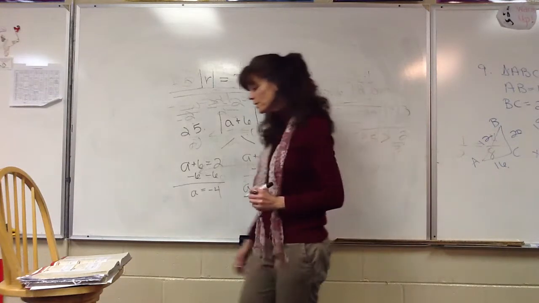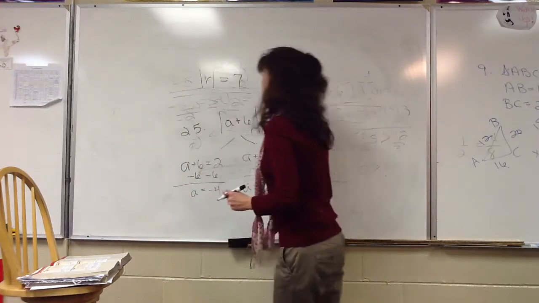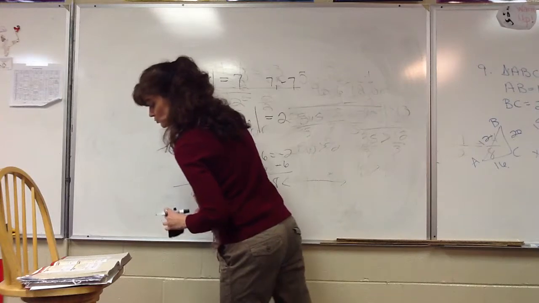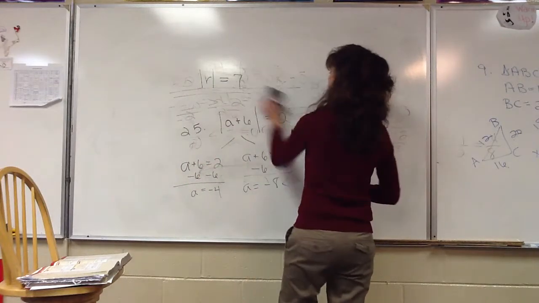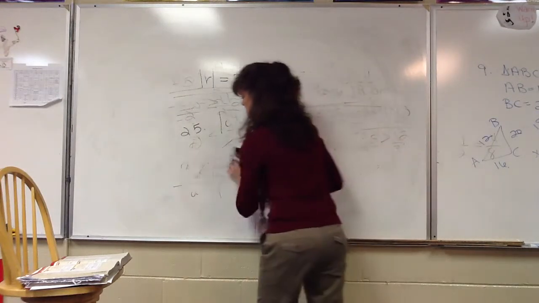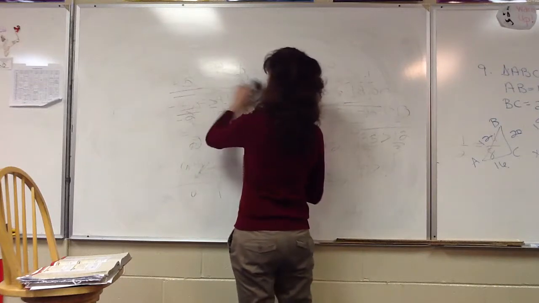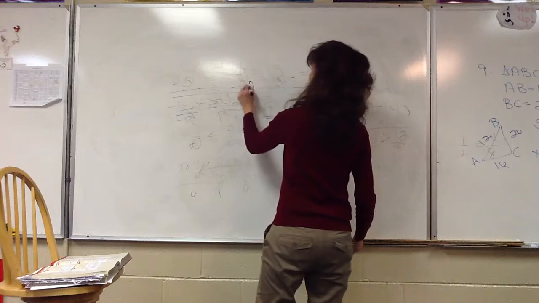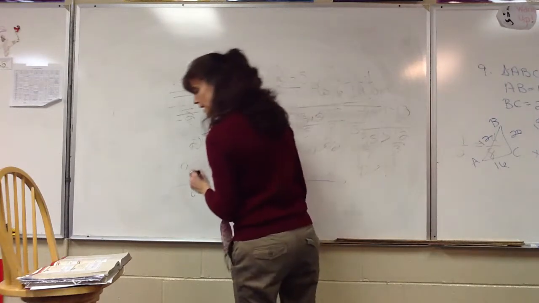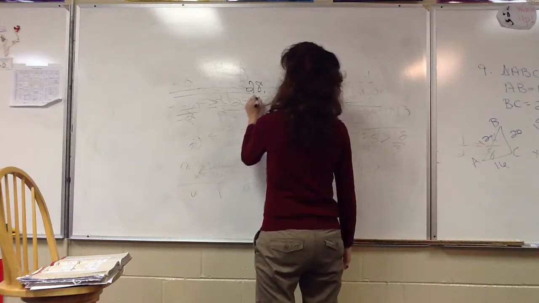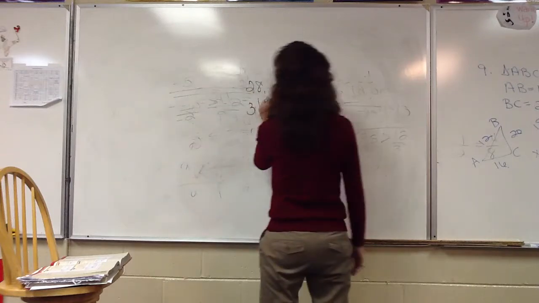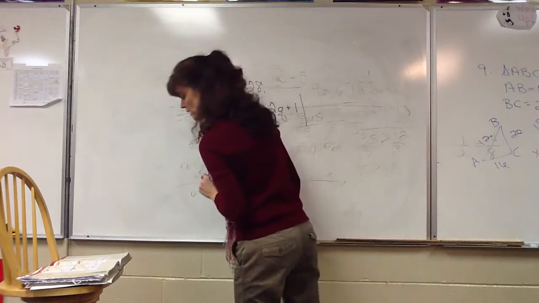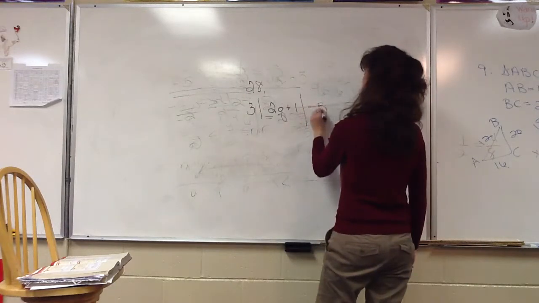Good, good. All right, now let's go ahead and look at a multi-step one like number 28. So I want you to look at number 28. Drew, I'm feeling maybe you need to help me out with that one. Here's number 28: 3 times the absolute value of 2q plus 1, minus 5 equals 1.